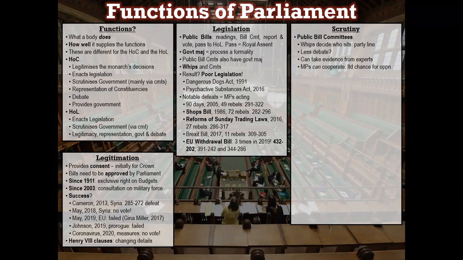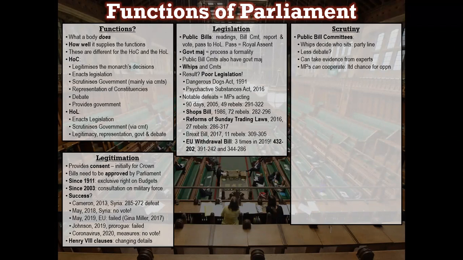Let's talk about scrutinising the government. How do you do this? And I mentioned that it was mainly through committees. Let's start with public bill committees. Whips decide who sit on that public bill committee, meaning that the people on the public bill committee will tend to follow the party line. They'll do as they are told.